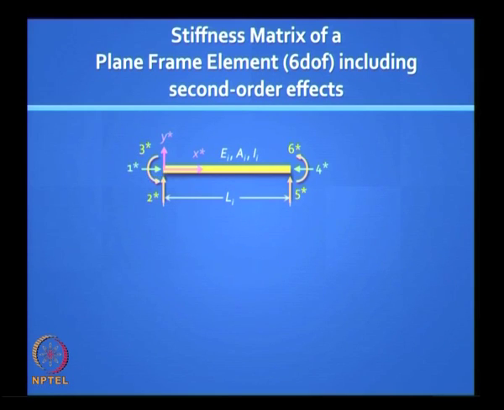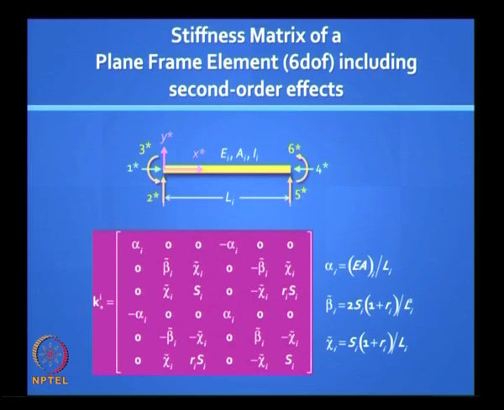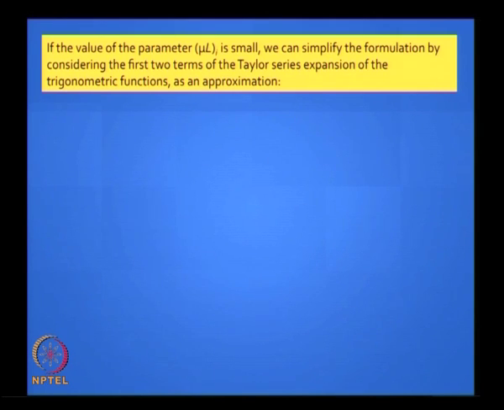So you can use this for plane frame problems, and you have the standard 6 by 6 element stiffness matrix where the flexural components are suitably modified. So what is happening here is the axial stiffness is still not changing, it is still EA by L, but it is indirectly affecting the flexural stiffness components. So it takes this form, and if the value of the parameter mu L, what is mu L?